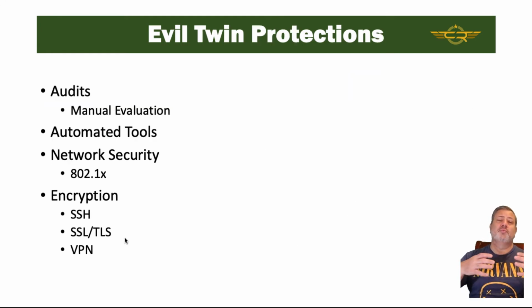There are ways to protect against the Evil Twin attack. Like with rogue access points, audits are important. Manual evaluation of the network, using automated tools, including those that sit on your network, to look for unauthorized access points and for evil twins. Obviously, network security 802.1X will be something that an evil twin attack will be hard to duplicate, and sometimes, in most cases, impossible. And also, when your users are using wireless, it's good to use encryption like SSH, SSL, or TLS, and obviously a VPN if that's possible.